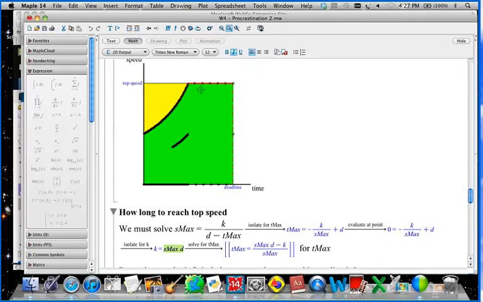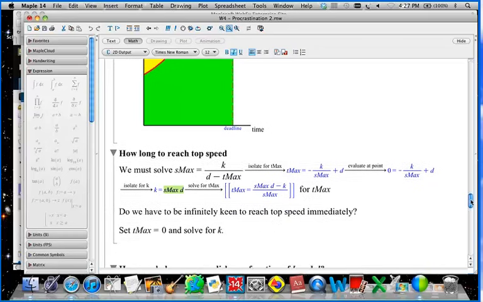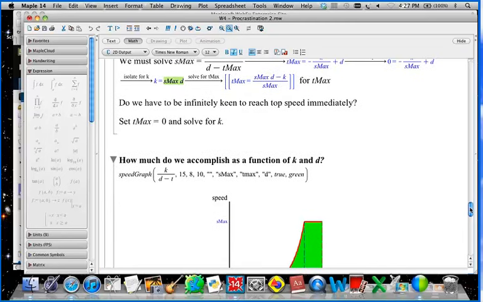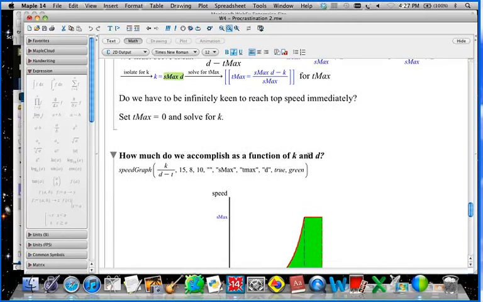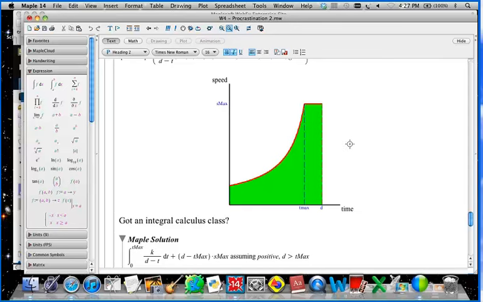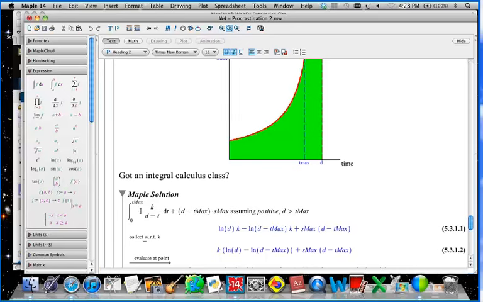Now, if you're really sharp, you realize that that is simply the area of the rectangular part, because that's this times the height. Okay, so now let's figure out how much we accomplish as a function of K and D. So here's our speed graph. So we want to find the area under this curve. Now, if this were an AP calculus class where we've already done integration, we can go in that direction. If we haven't done integration, which is most likely the case, we would just do this kind of behind the scenes.